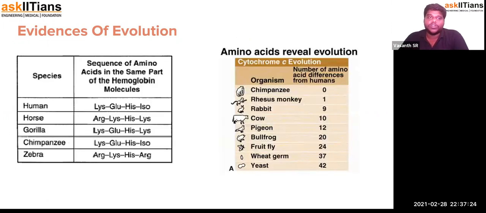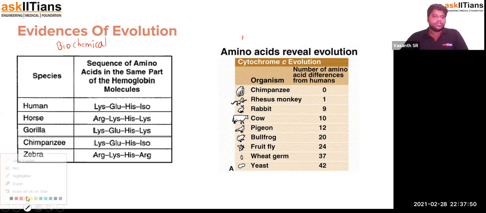So we'll go to the next one, which includes, okay, biochemical. Sorry, this is molecular and that is biochemical, I think. Sorry, yeah, my mistake. See here. The one which I mentioned as biochemical is actually molecular in nature.